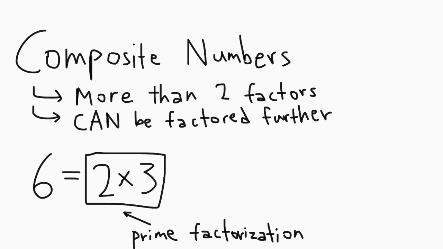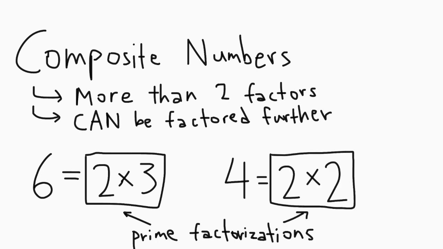Another example is the composite number 4, which can be factored as 2 times 2. Both 2's are obviously prime, so 2 times 2 would be the prime factorization of 4. Notice that both primes are the same. This is completely okay and doesn't mess up the prime factorization.